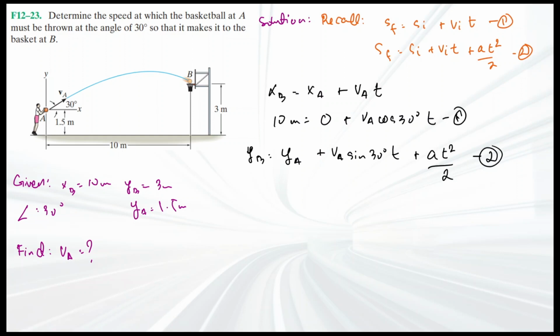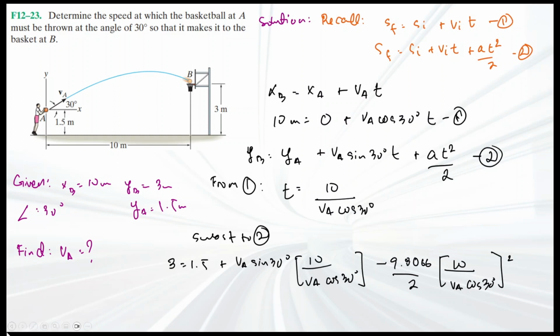So the next step is that we are going to substitute from equation 1. So that's going to be t equals 10 over vA cosine 30. And we're going to substitute that into our equation 2. So I pretty much did the long way, but as long as you did the math right and do some proper cancellation, you should be able to get the proper answer. So, okay, substituting them properly, we'll have this particular equation.